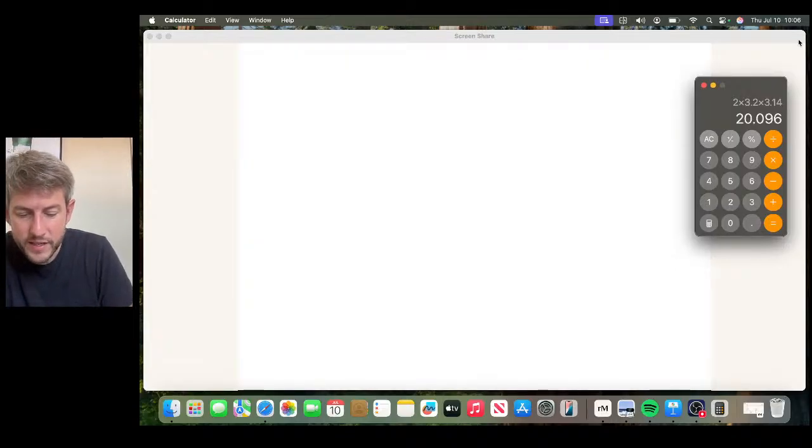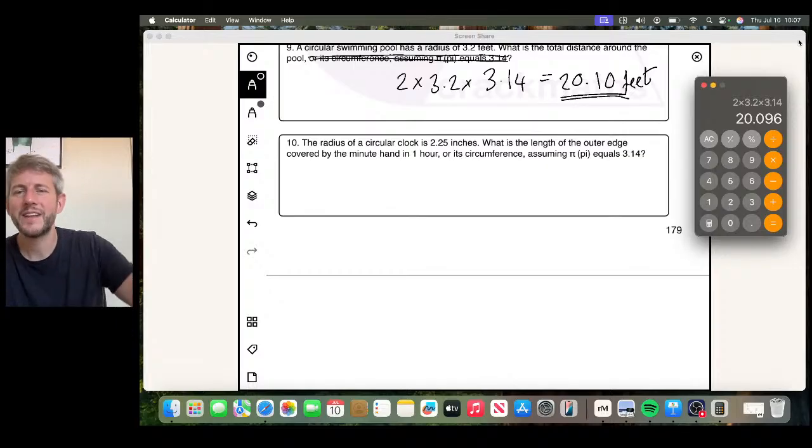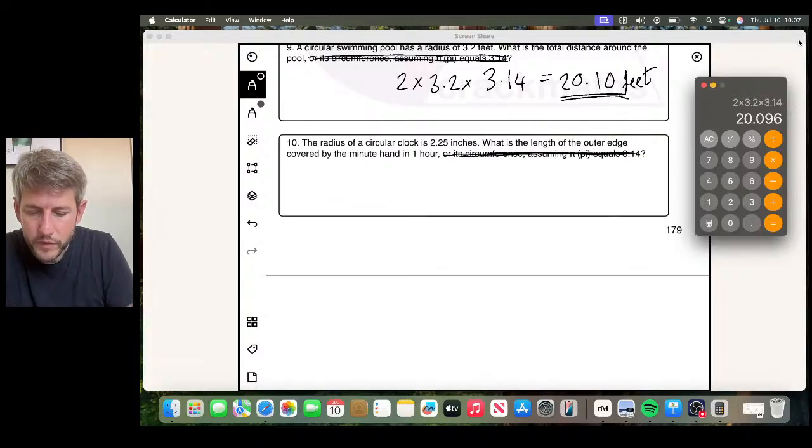Okay, question 10. The radius of a circular clock is 2.25 inches. What is the length of the outer edge covered by the minute hand in 1 hour? Okay, so the minute hand's the long one, that's what it's implying, so it's going to go all the way around the outside of the clock. Okay, so here we go. What is the length of the outer edge covered by the minute hand in 1 hour?